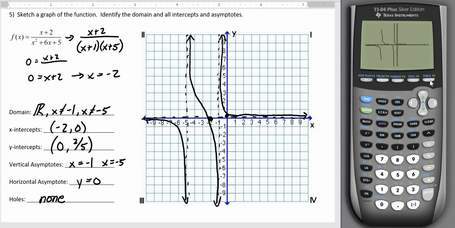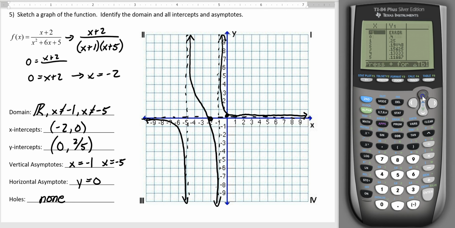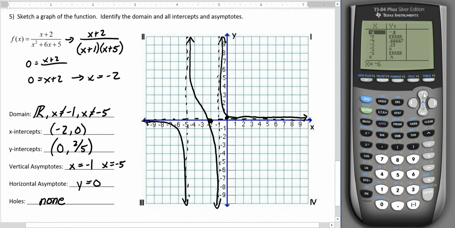Again, if you want, you can use a table and pull some specific points from here. You are more than welcome to do that. There's some nice ones, not many though. So you are welcome to do that there. All right. That's it for this one.